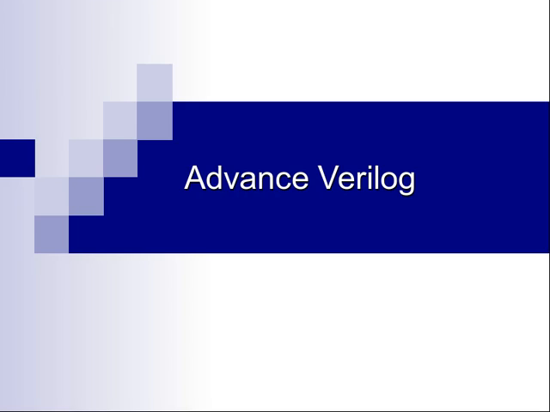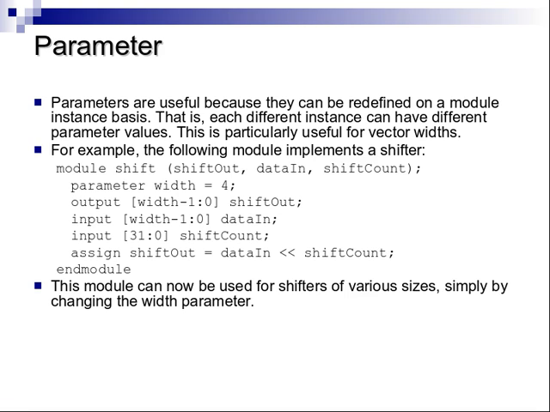Okay. And this is advanced Verilog. This is actually not very advanced. Parameters are very popular. Parameters are, suppose I want my adder to have a variable width, not a fixed width. So I define a parameter, say width, and then instead of writing 4, I just write width minus 1.